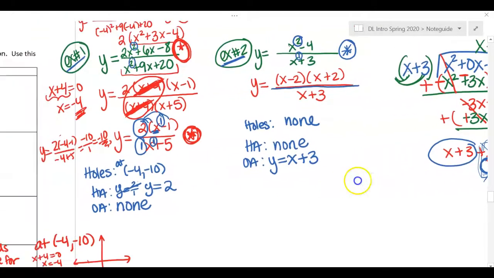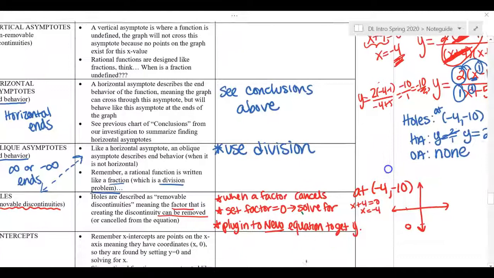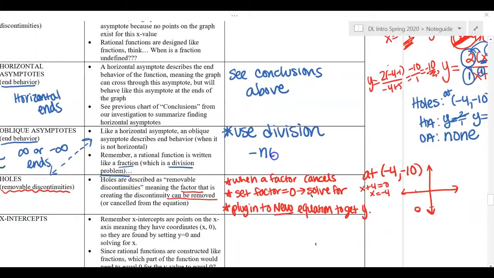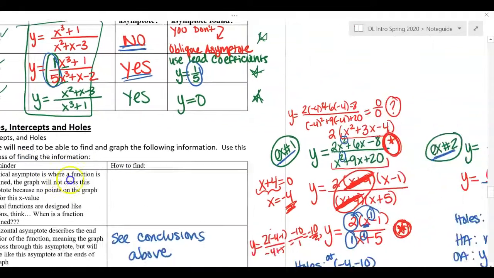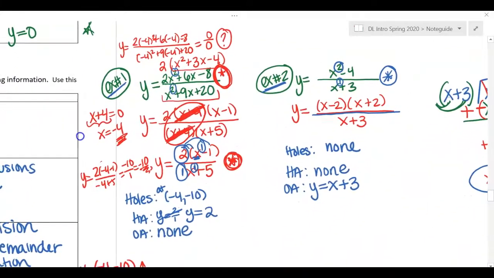Okay, so again, look back at your chart. In the oblique asymptotes, you're going to use division, but you're not going to use the remainder portion. And so you're going to get y equals, and you're going to get a little equation here rather than a number, because you're following a line towards infinity and negative infinity rather than staying horizontal at one specific value. Okay, so that's how we deal with our horizontal and oblique asymptotes. It's one or the other, and we can tell by looking at the equation. If it's a horizontal asymptote, we just have to have these conclusions memorized to know how to do it. If it's an oblique asymptote, we have to do division and a little more work to figure it out.